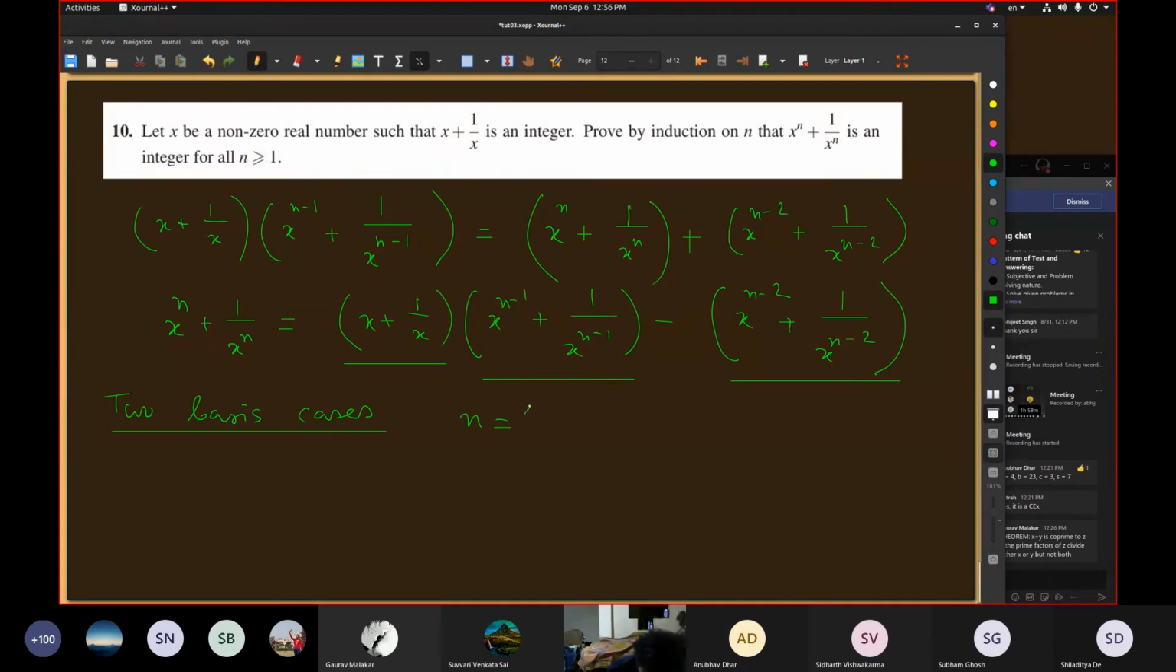wanted to highlight this. For n equal to 1, this is given. x to the power n plus 1 by x to the power n is 1, so this is already given to be an integer. Then we need something for n equal to 2. This is needed, right? Yes. Okay. So this time it's easy. x plus 1 by x whole square is x square plus 1 over x square plus 2. Now x plus 1 by x is an integer, its square is an integer, subtract 2 from it, it will remain an integer. So this is true. Happy? Yes, sir. Okay.